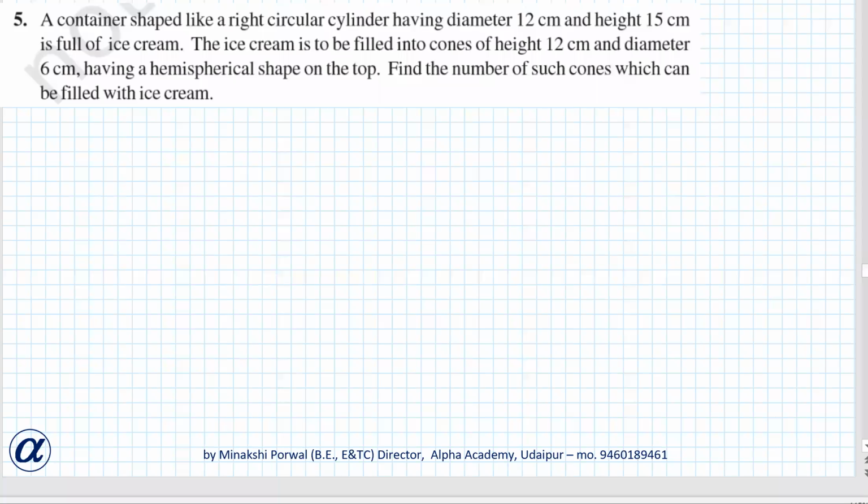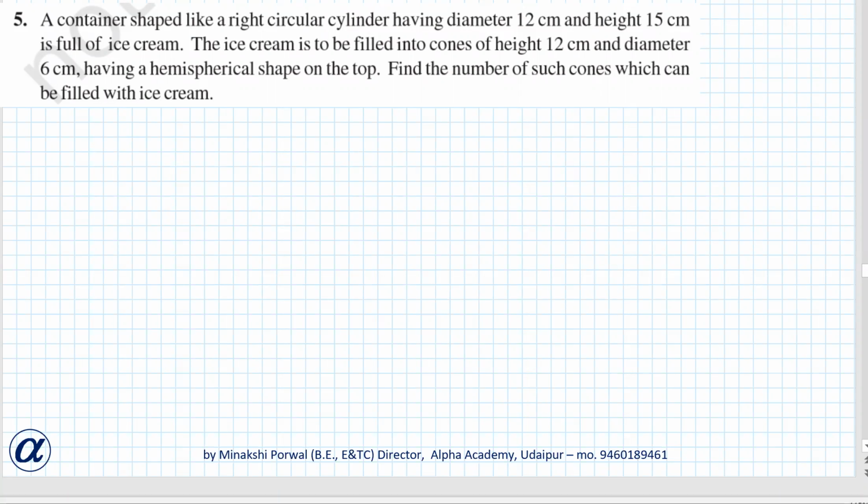So exercise 13.3, question number 5. A container shaped like a right circular cylinder having diameter 12 centimeter and height 15 centimeter is full of ice cream. The ice cream is to be filled into cones of height 12 centimeter and diameter 6 centimeter, having a hemispherical shape on the top. Find the number of such cones which can be filled with ice cream.